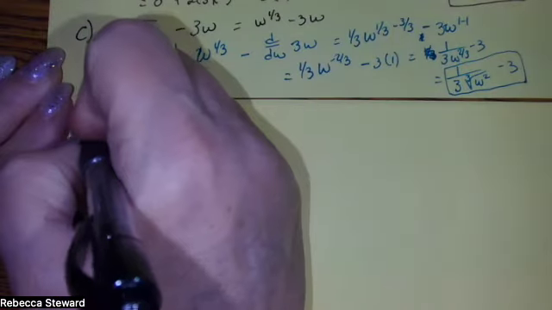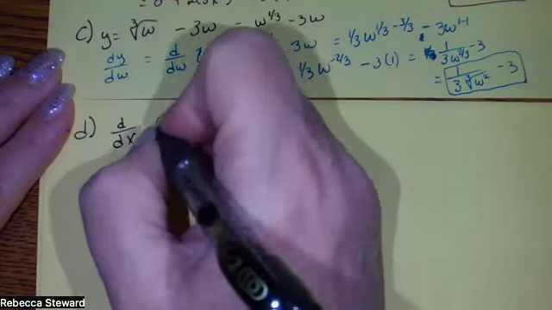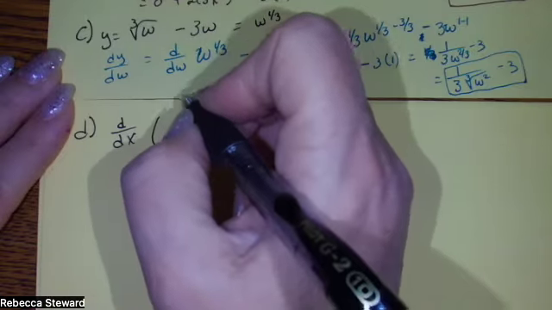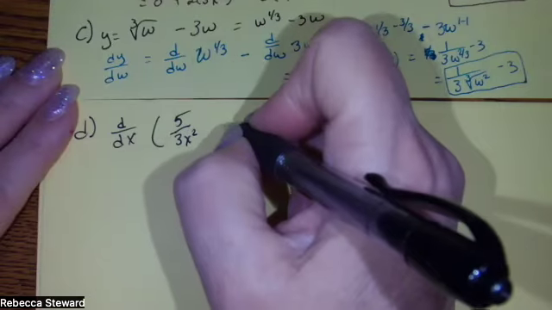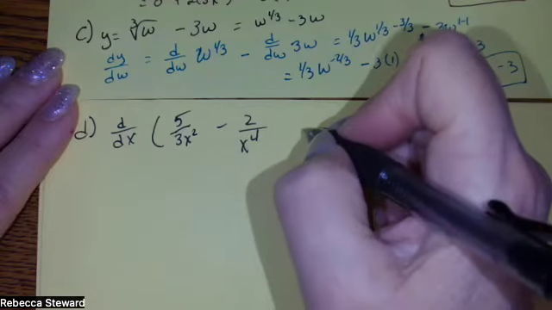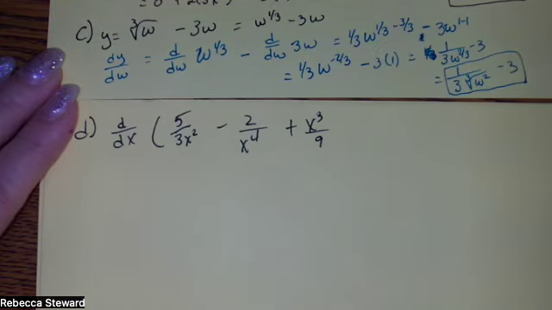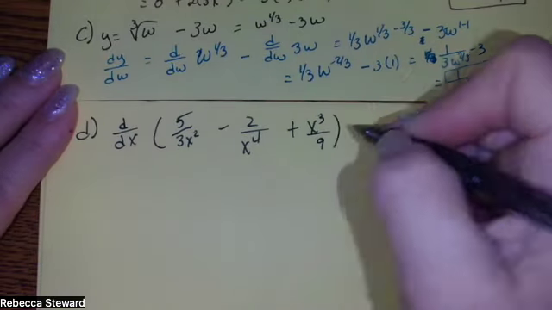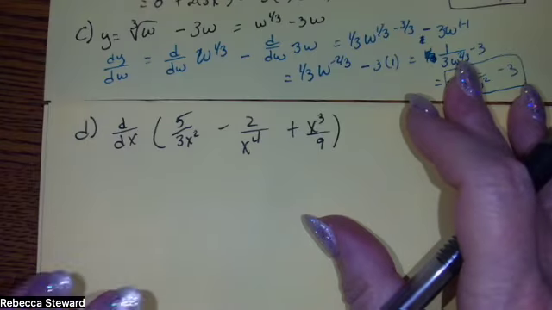So for D, we have d dx of 5 over 3x squared minus 2 over x to the 4th plus x cubed over 9. All right, so we've got to write this so that all the exponents are up on the top level.